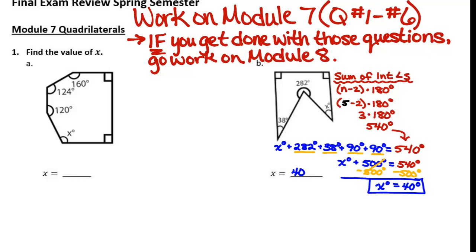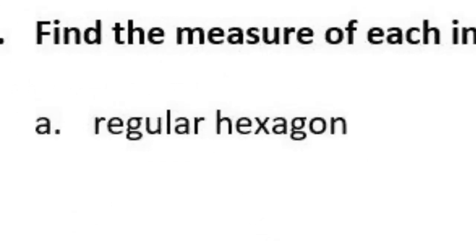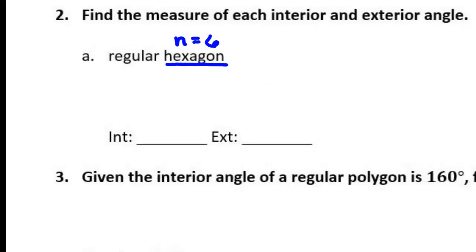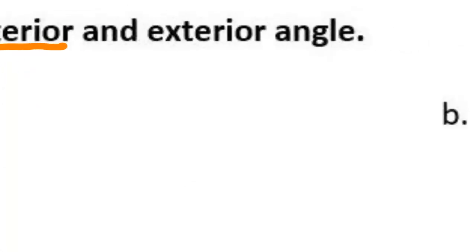All right, let's go do number 2. Again, we've got a part A and a part B. Which part would you guys like me to do? Part A or part B? A, sounds good. So a regular hexagon, how many sides does a hexagon have? 6 sides. We want to find the measure of each interior and each exterior angle.